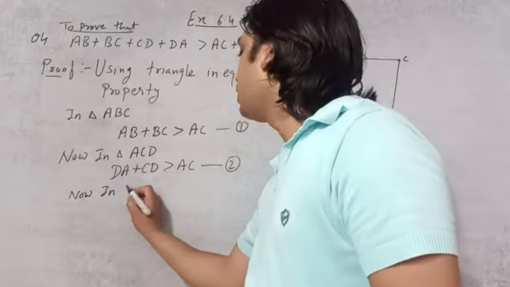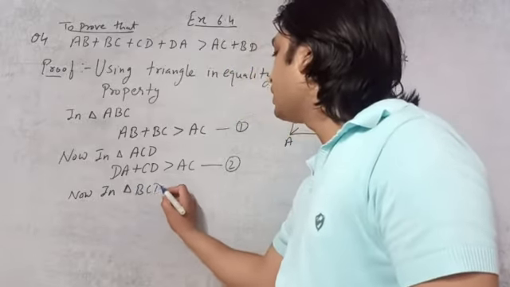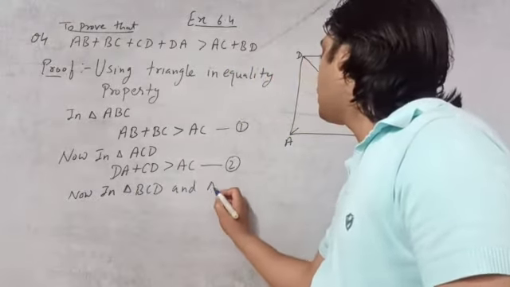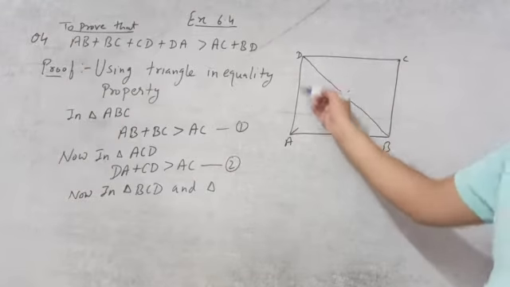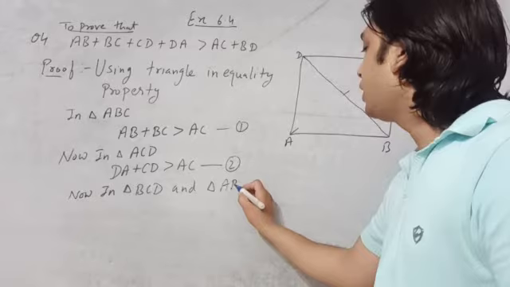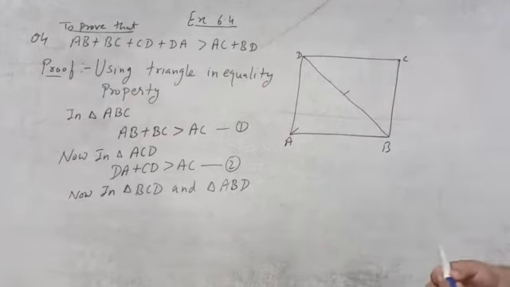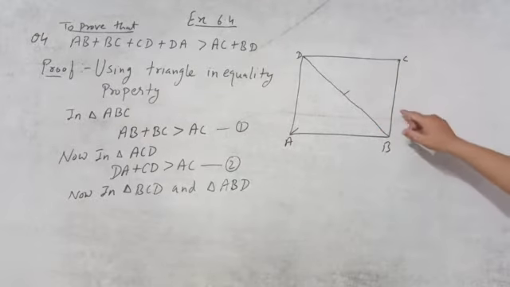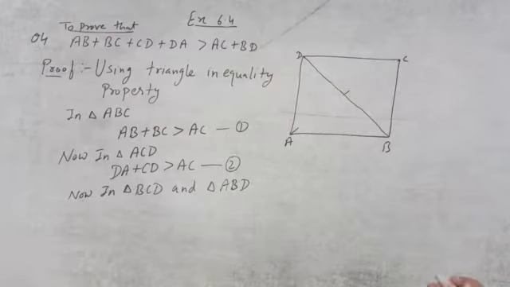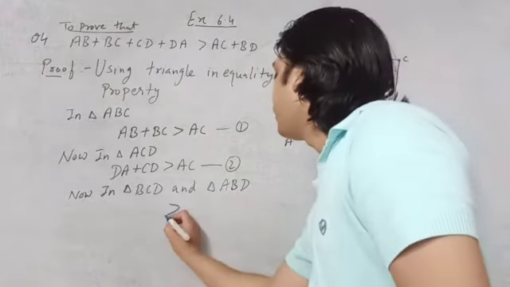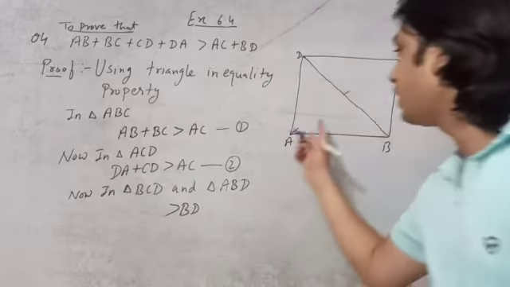Now in triangle BCD and triangle, which one? BCD and ABD. In triangle ABD. So now see this one, BCD. Here what we need? BD. We need BD after the greater than sign. After greater than, what will come? BD will come.